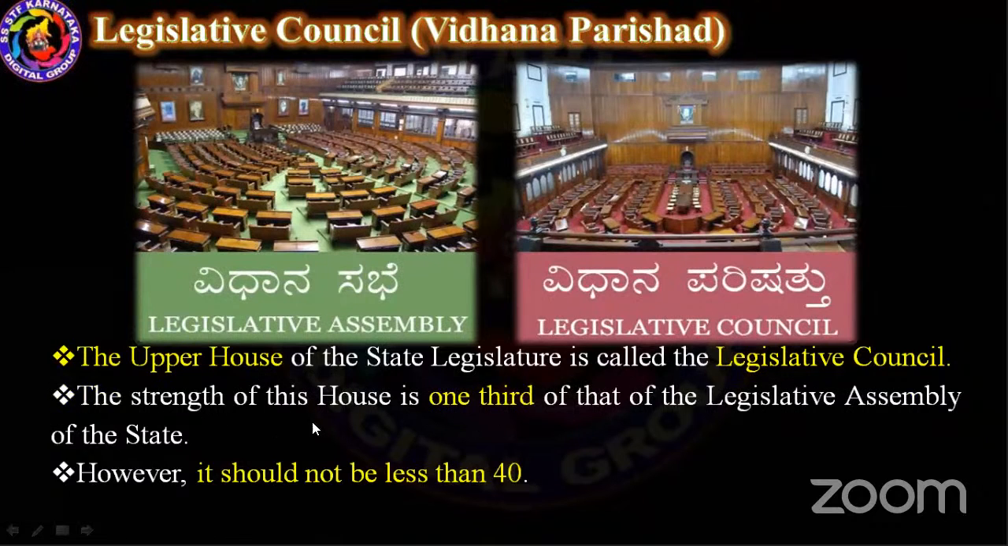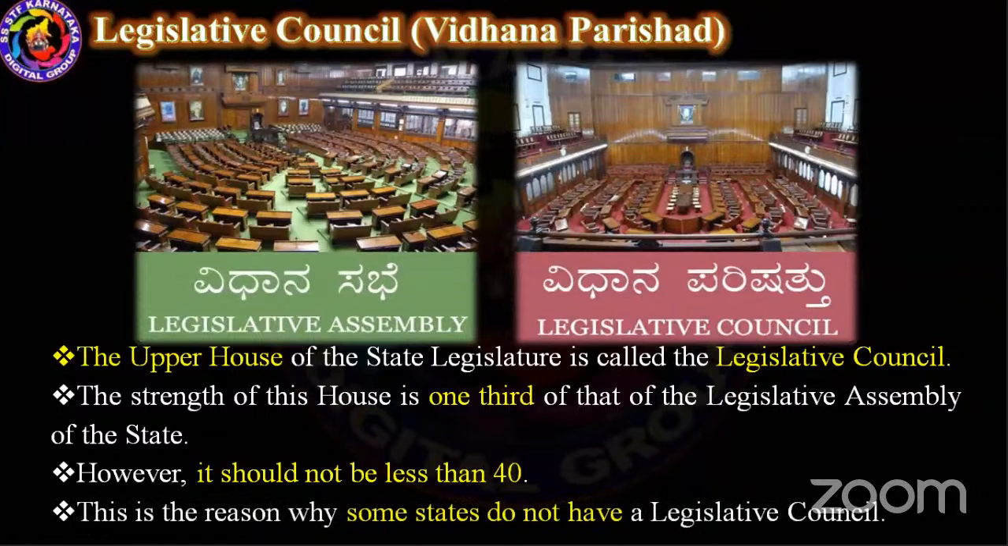Remember that the strength of this house, the legislative council, should be 1/3 of the legislative assembly of the state. However, it should not be less than 40 in the state.